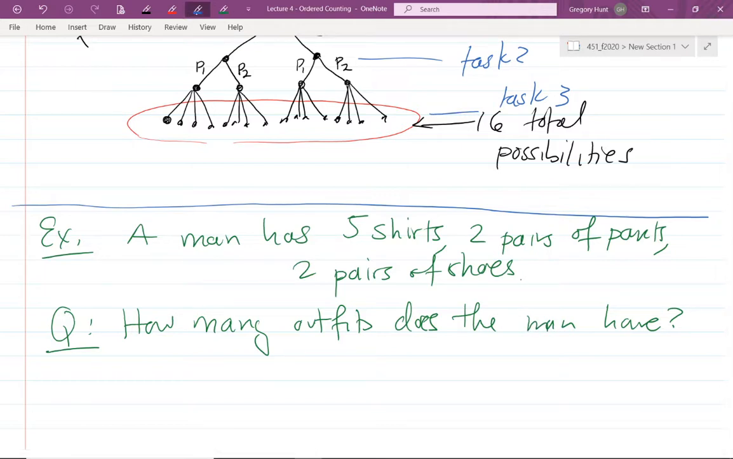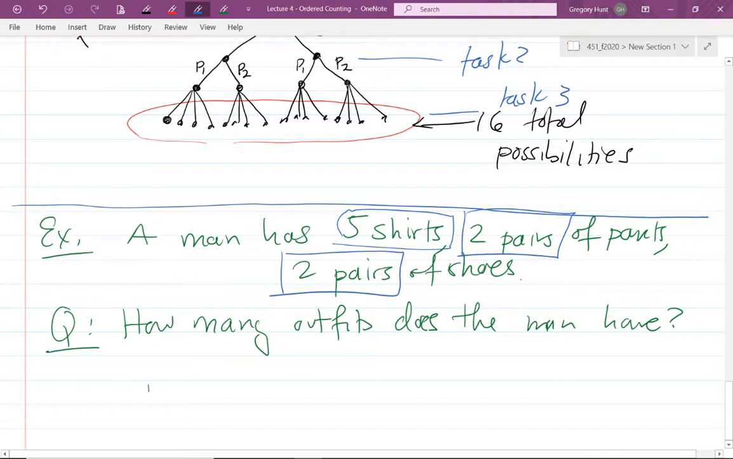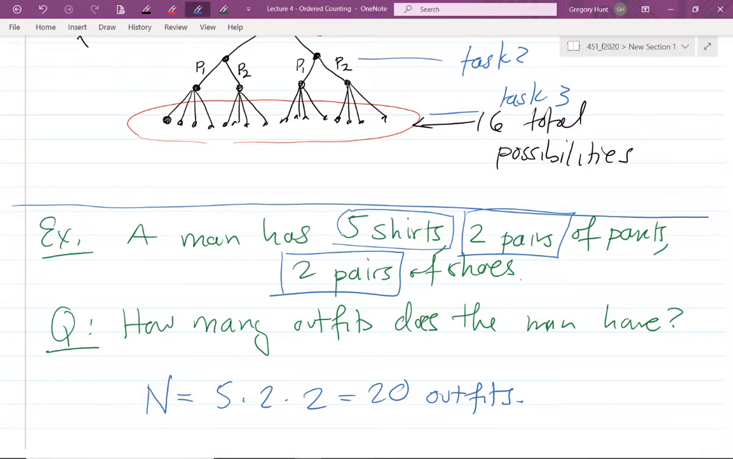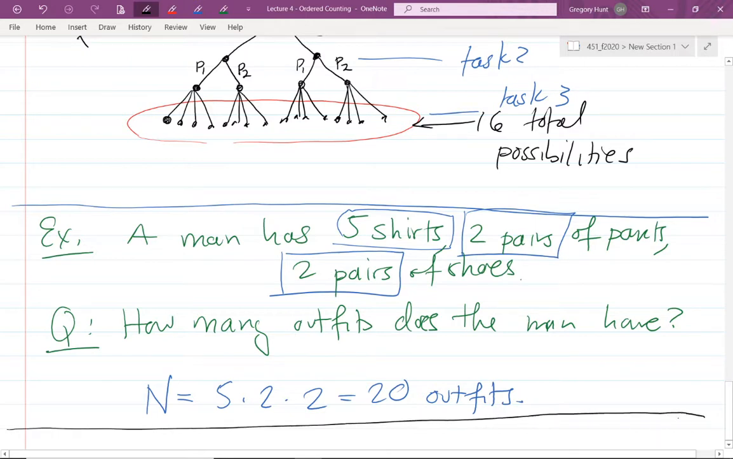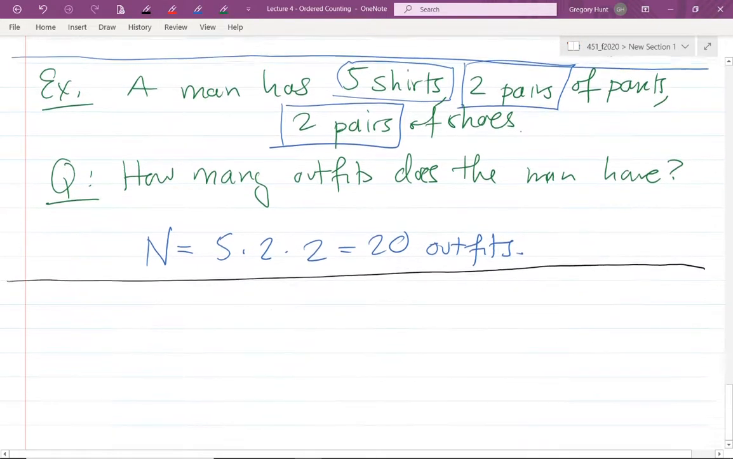And so again, you can break it into 3 subtasks: choose your shirt, 5 different ways, choose your pants, 2 different ways, and choose your shoes, 2 different ways. And so we know from the fundamental theorem of counting that there are 5 by 2 by 2, which is 20 different outfits. You can think about how you could draw out this tree diagram, but I think this problem's simple enough that people will believe me. Okay, so these are just examples of how to do some counting.